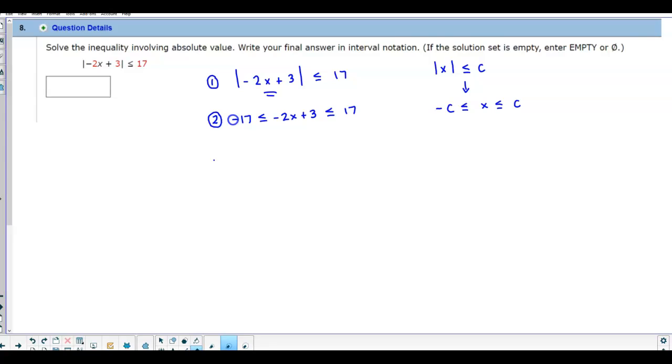Okay, now we're going to work this compound inequality. So the first thing we're going to do is subtract 3 from all 3 sides. So on the left side, we have negative 20, which is less than or equal to negative 2x, which is less than or equal to 14. Okay, now what we're going to do is divide all 3 by negative 2. Now when we divide by negative 2, that means we need to flip the inequality.